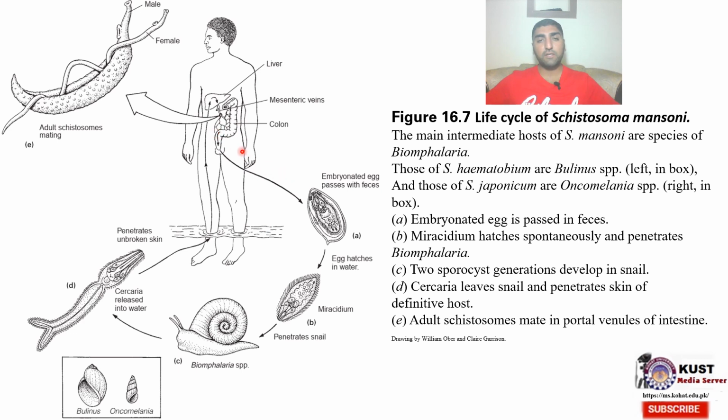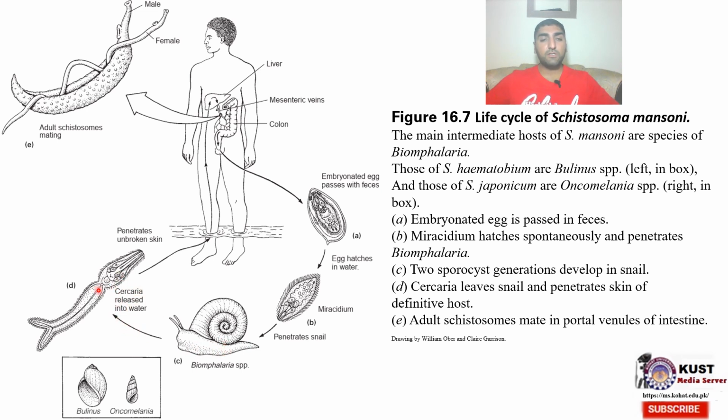Once they reach the water, the embryonated egg hatches, and the miracidium comes out. The egg hatches in water, and the miracidium larva comes out from the egg casing. Then in the next phase, this miracidium penetrates the skin of the Biomphalaria snail species, and it grows inside the snail into the next stage, which is known as the cercaria larva.